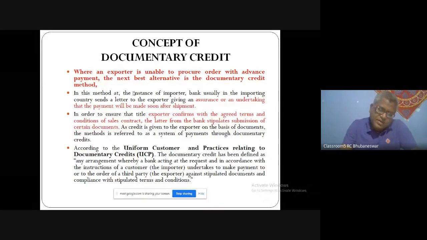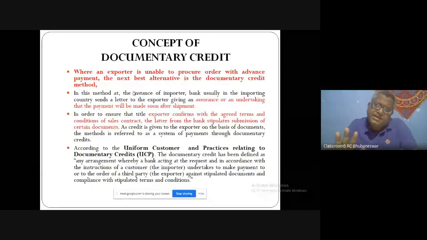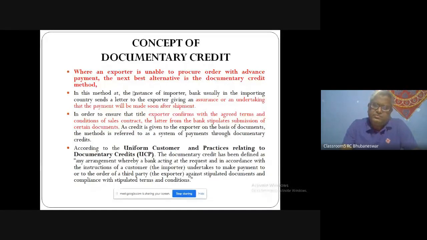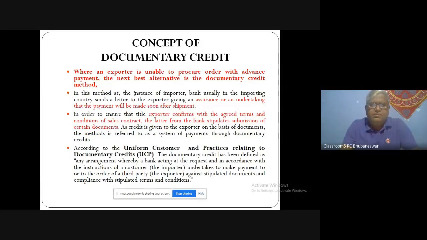Another method is letter of credit. Another method is credit card. Another method is counter trade. There are different methods through which you can pay the particular amount. But the question here is, sometimes the exporter is unable to procure the order on advance payment. The best alternative way is the documentary credit method.